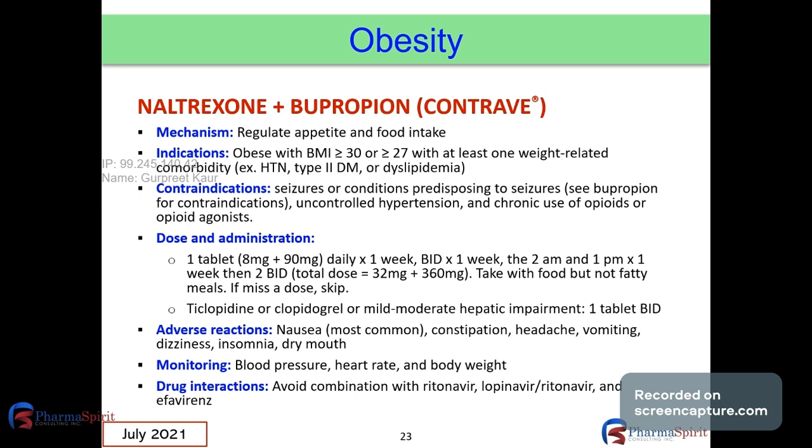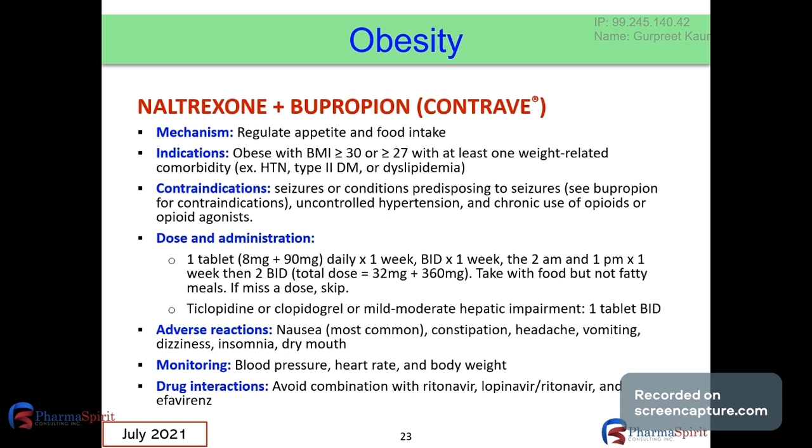It's indicated in obese patients whose body mass index is 30 or higher, so those who really meet the definition of being obese, or those who are overweight with body mass index 27 or higher, with at least one weight-related comorbidity. The patient is not obese, the patient is overweight, body mass index 27 or higher, but on top of that, the patient has hypertension or type 2 diabetes or dyslipidemia. So, body mass index 27 or higher with at least one of the obesity-related comorbidities.